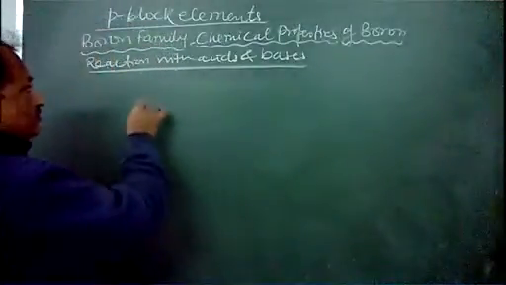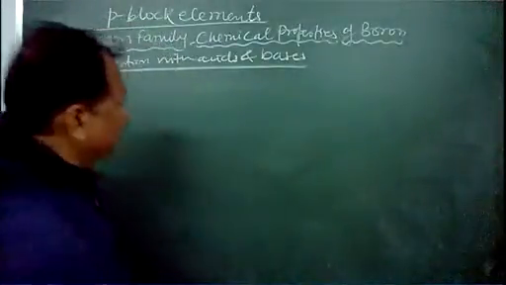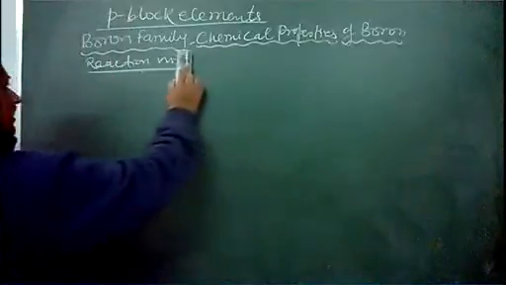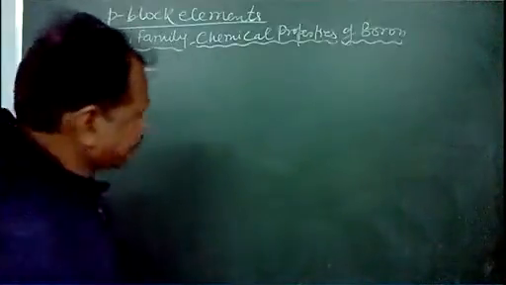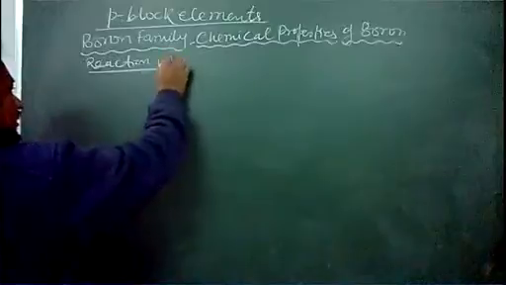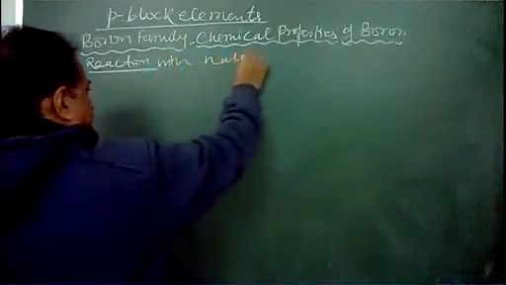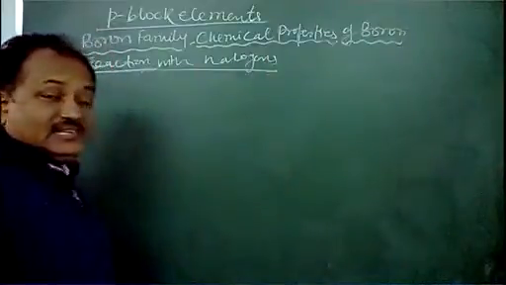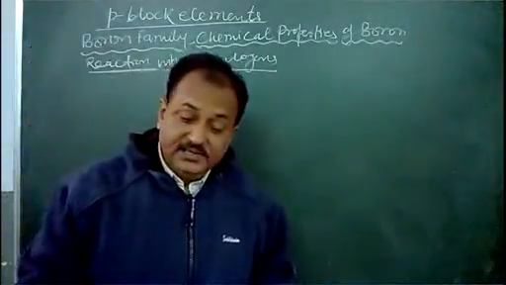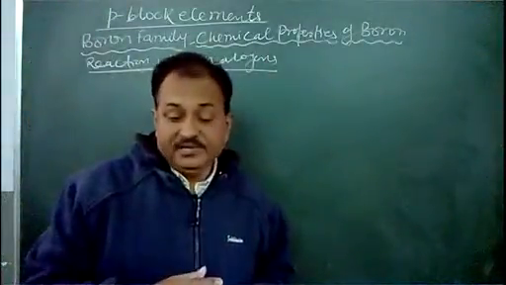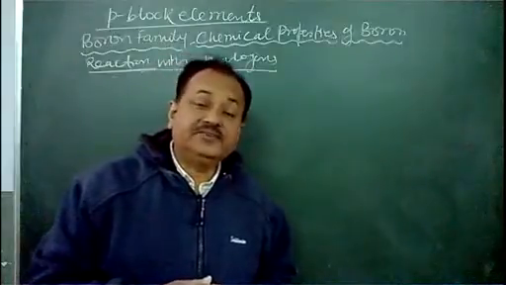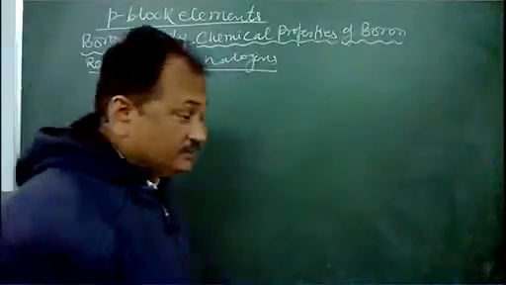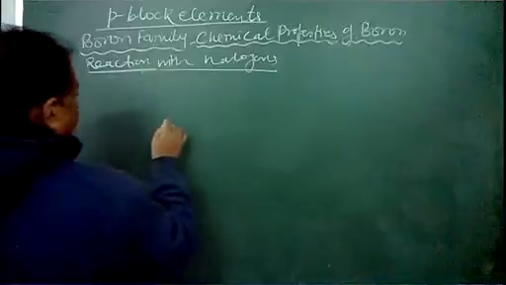Now I am going to explain the next part, reaction with halogens. So children, just like other metals, members of the boron family also react with halogens to form corresponding halides.